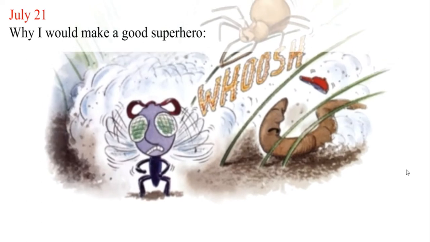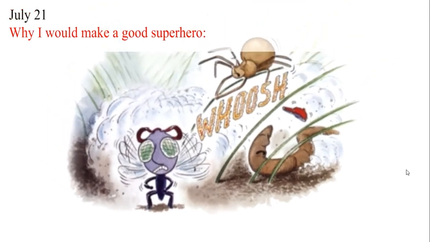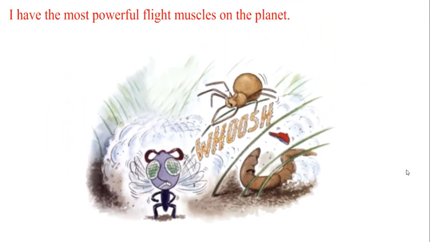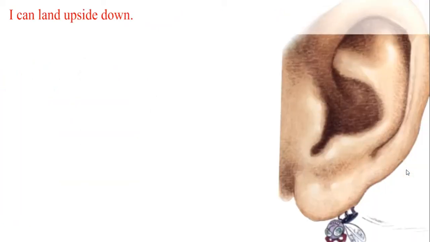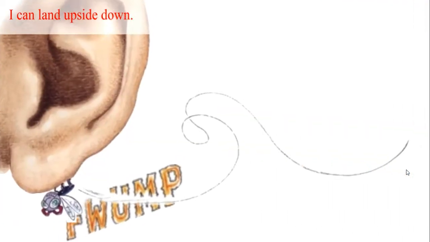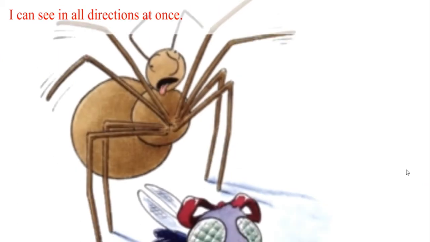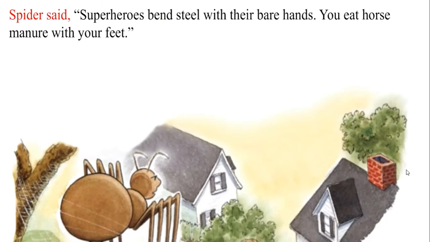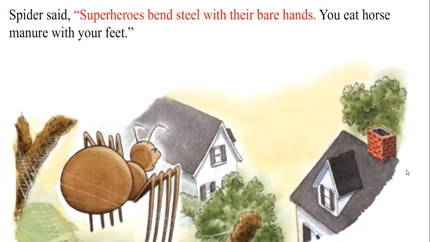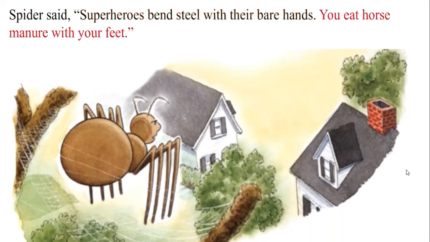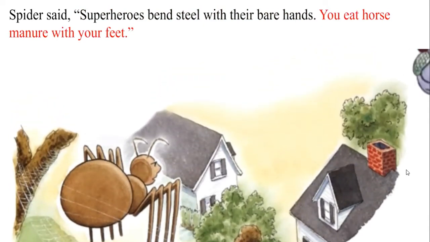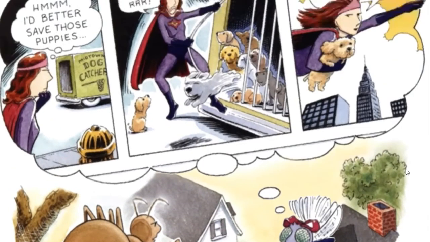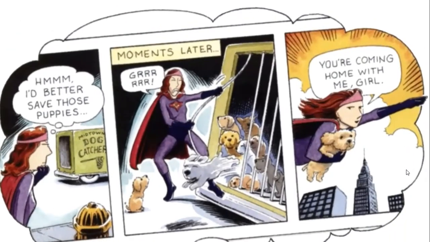July 21st. Why I would make a good superhero. I have the most powerful flight muscles on the planet. Grrr! I can land upside down. I can see in all directions at once. I see you, Spider! Spider said, superheroes bend steel with their bare hands. You eat horse manure with your feet. I'd better save those puppies.